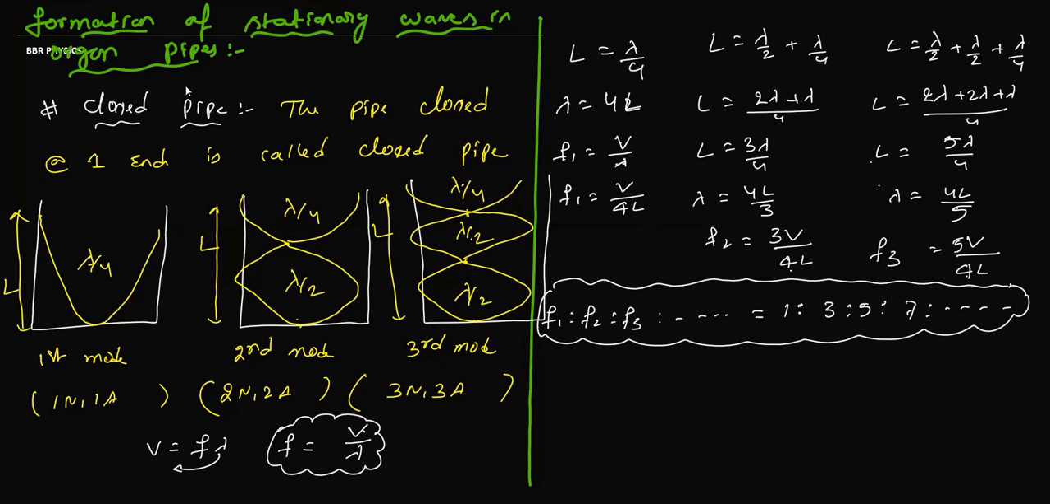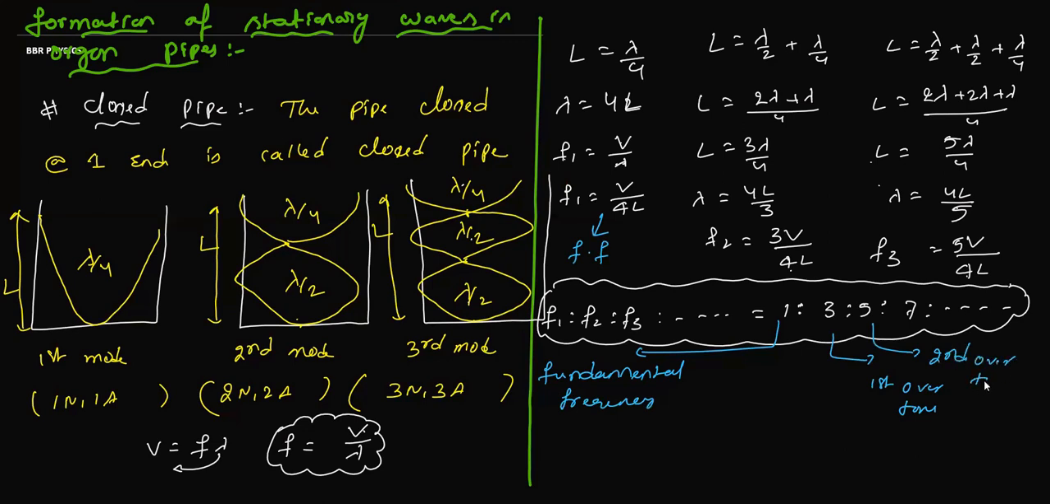So what can all of this be called? First, this first one is called the fundamental frequency. What is the fundamental frequency value? F1 equal to V by 4L. In questions they can ask you directly about the fundamental frequency. And this is called the first overtone, this is called the second overtone, and this is called the third overtone. We can keep telling like this. And these all can basically be called harmonics.